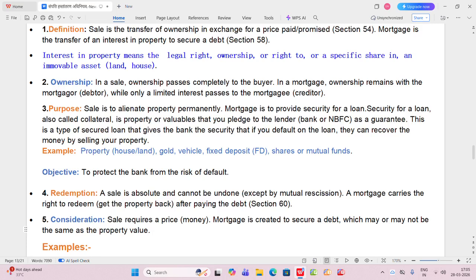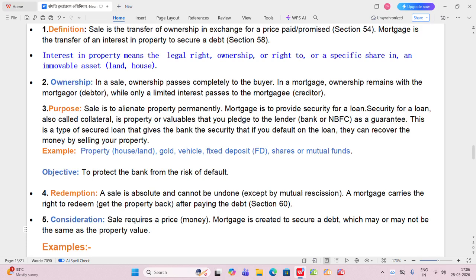Redemption. A sale is absolute and cannot be undone. It cannot be taken back except by mutual rescission. A mortgage carries the right to redeem, means get the property back. But when you have once sold some property, it cannot be taken back by you. But in case of mortgage, after repaying the loan, you can get the property back.